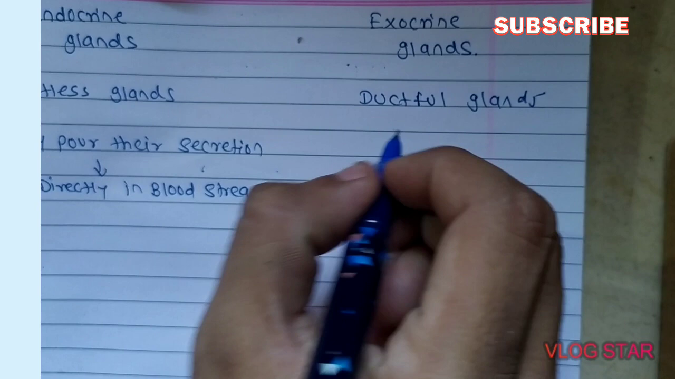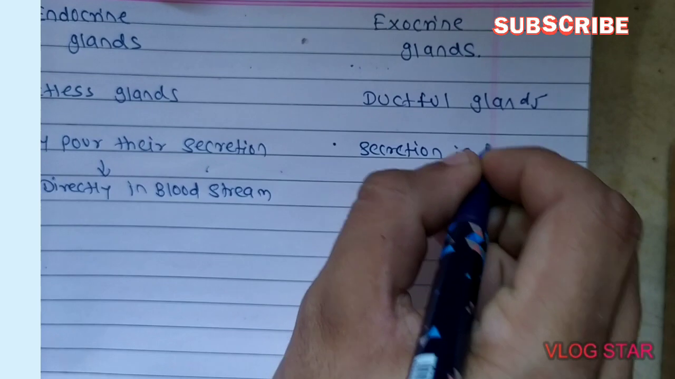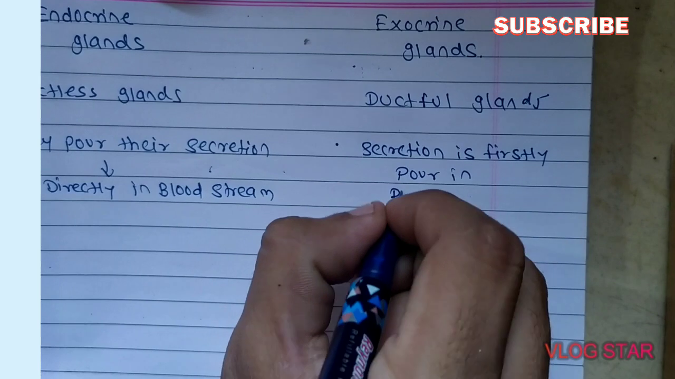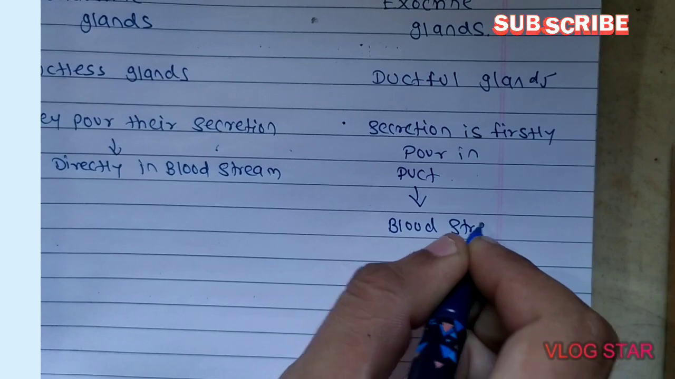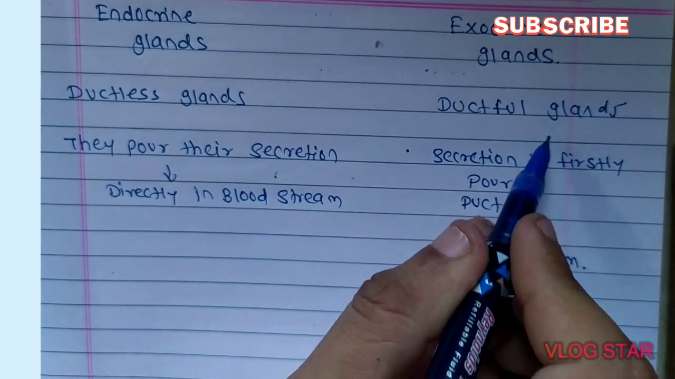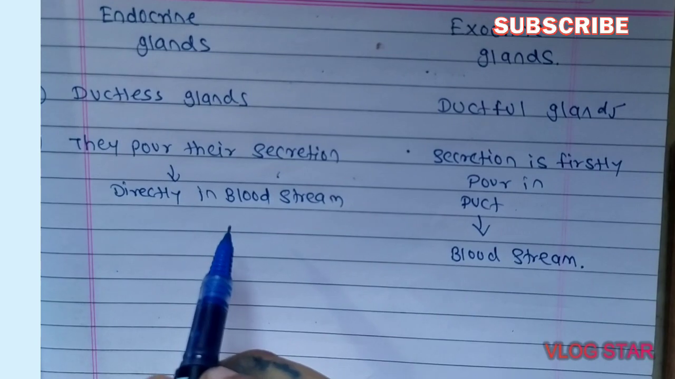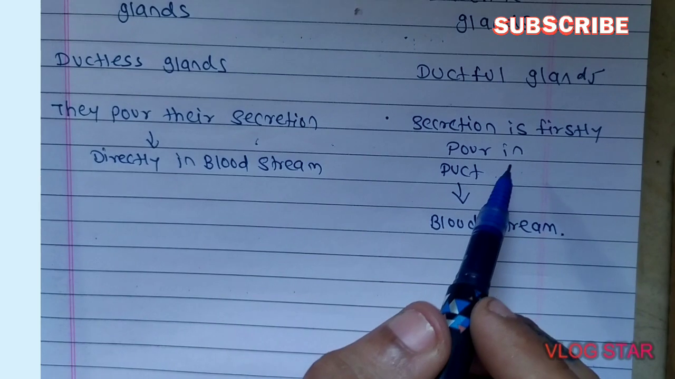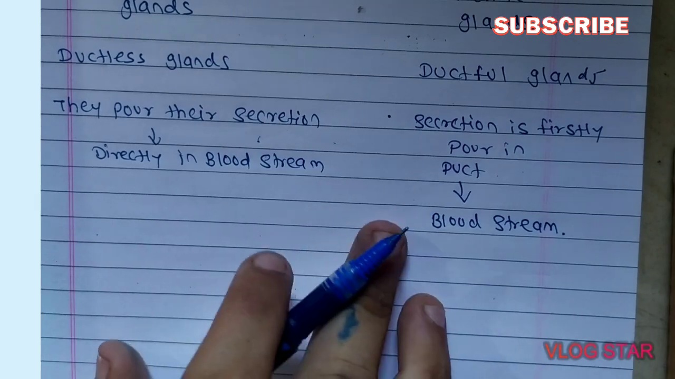Exocrine glands are ductful glands. They have a duct, so their secretion is first poured into the duct, and from the duct it leads towards the bloodstream. So endocrine glands are ductless and pour their secretion directly into the bloodstream, while exocrine glands are ductful.